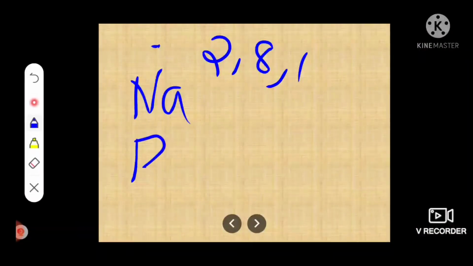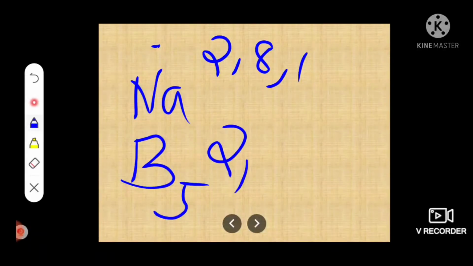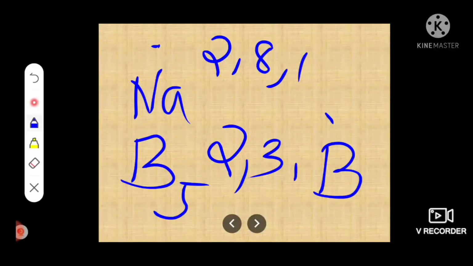And next is boron. What is the atomic number of boron? It is 5. Electronic configuration 2, 3. Then the Lewis symbol has 3 dots.